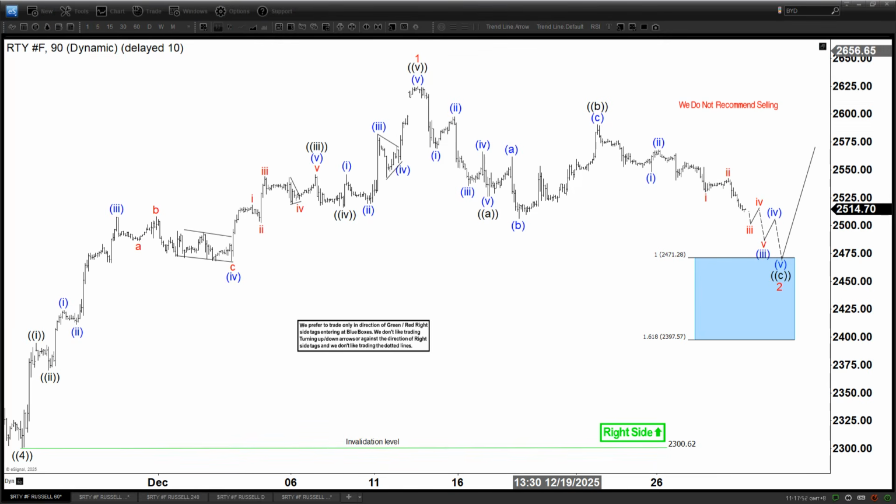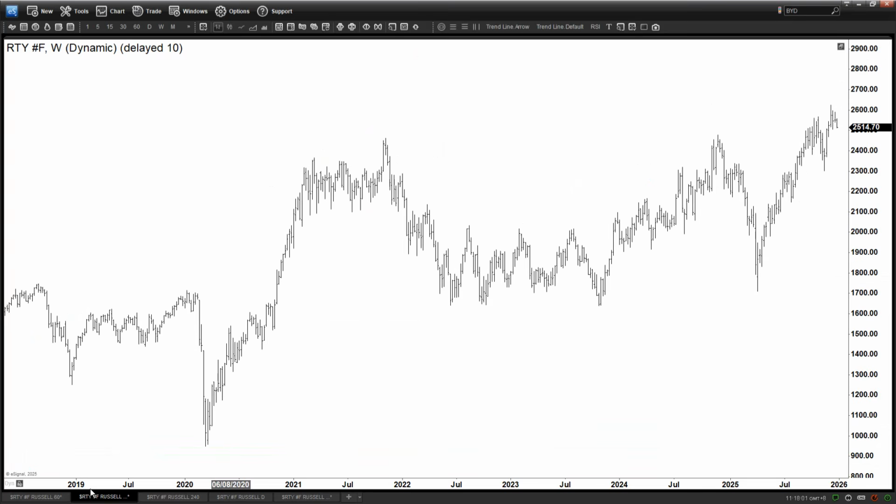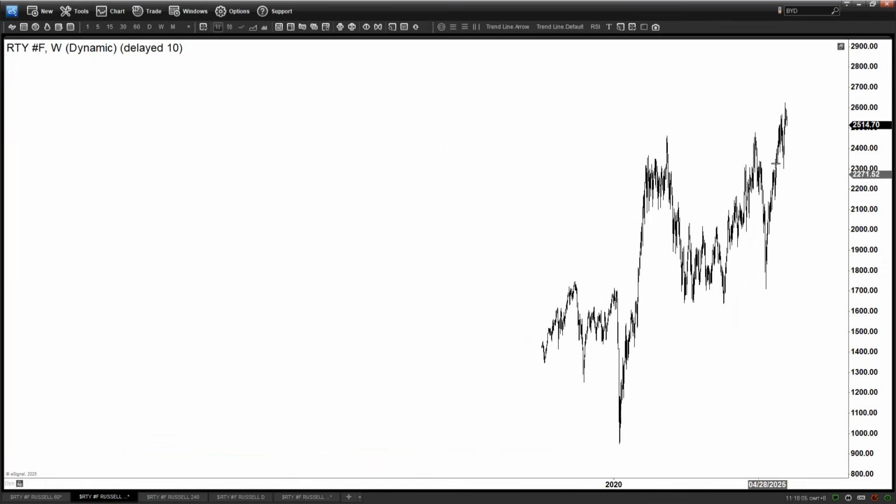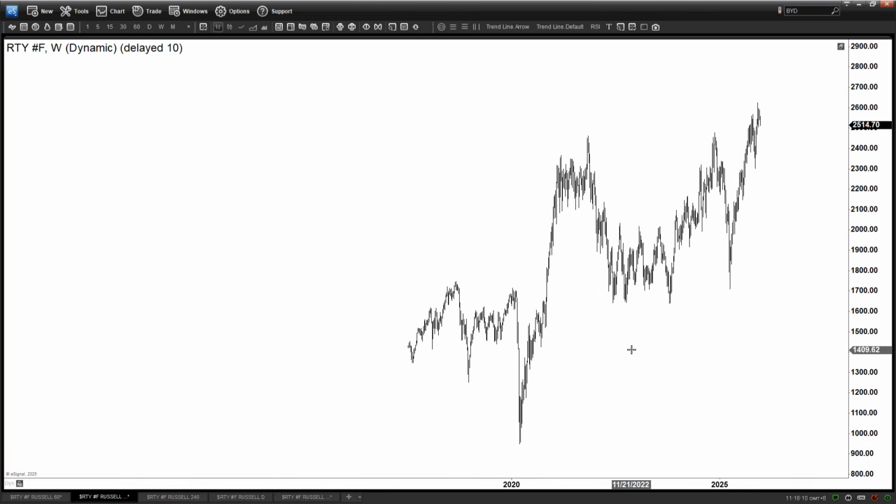Alright, so if we zoom out and take a look at the larger time frame, this is the weekly time frame of the Russell. Let me zoom out all the way. We just recently made a new all-time high, so there's no question what the trend is, which is bullish, right? Nothing makes a new all-time high without being bullish. So this is definitely bullish.